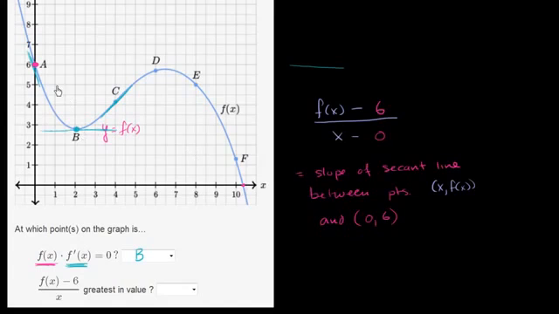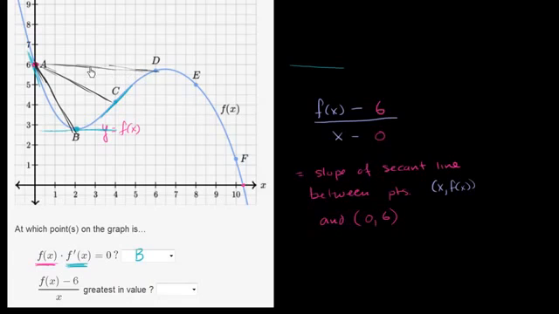So let's go through each of these points and think about what the slope of the secant line between those points and point A is. This is essentially the slope of the secant line between some point x, f of x, and point A. So let's draw this out. Between A and B, you have a fairly negative slope. Remember, we want to find the largest slope. So here it's fairly negative. Between A and C, it's less negative. Between A and D, it's even less negative. It's still negative, but it's less negative.